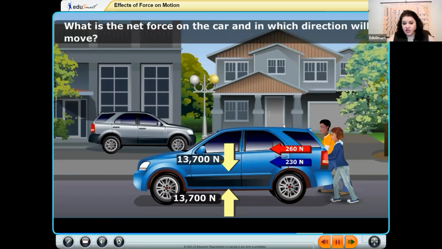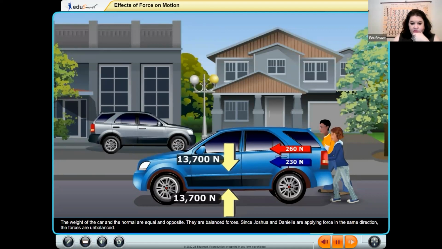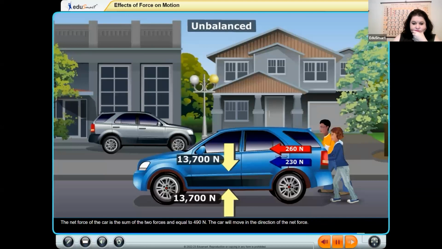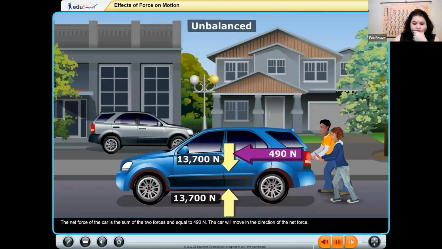So there's a lot to show with just this one graphic. The weight of the car and the normal force are equal and opposite. They are balanced forces. Since Joshua and Danielle are applying force in the same direction, the forces are unbalanced. The net force on the car is the sum of the two forces and equal to 490 N. The car will move in the direction of the net force.